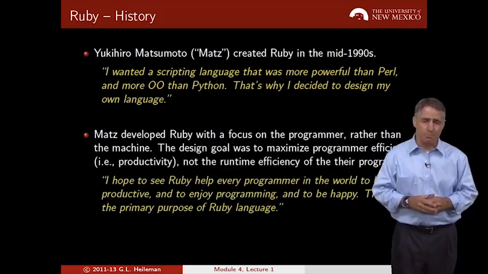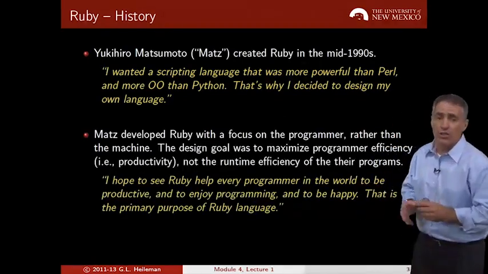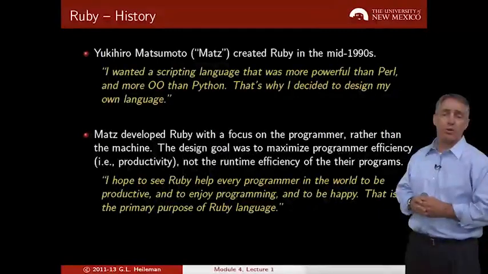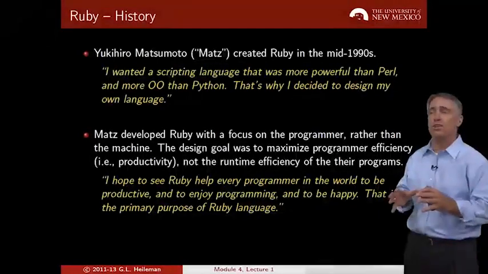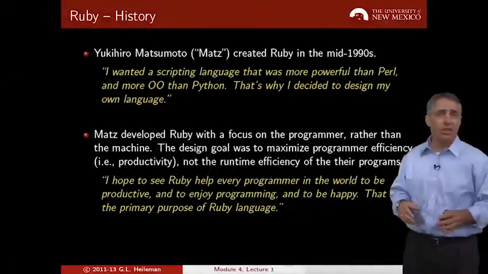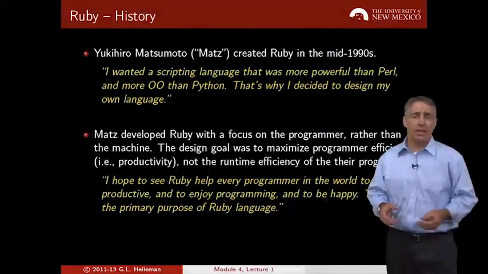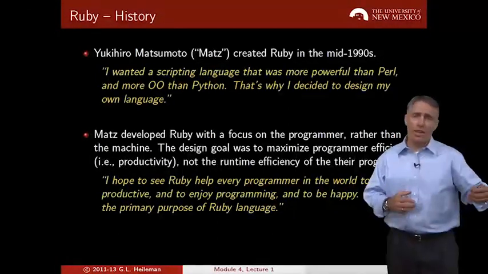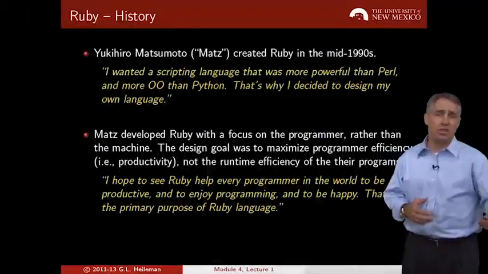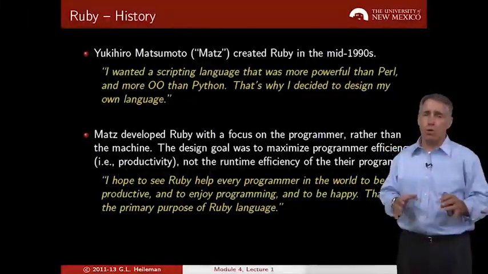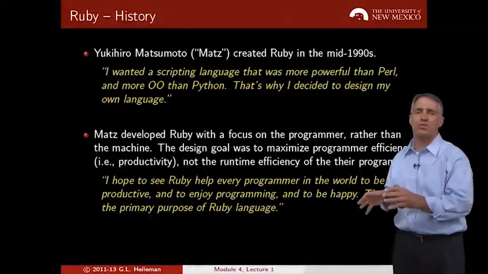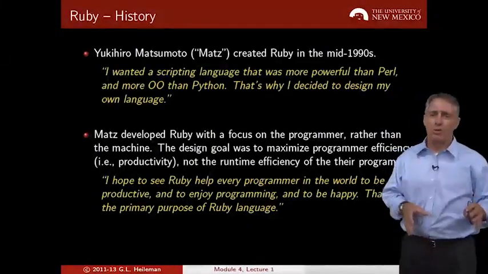Here's another quote. So again, the goal in this case is to maximize programmer efficiency. In other words, the productivity of the programmer. And nowadays, that's a lot more important. Programmers are very expensive, and the speed of machines has gone up and up and up. So it's more important for a programmer to be efficient than for the program itself to be efficient.